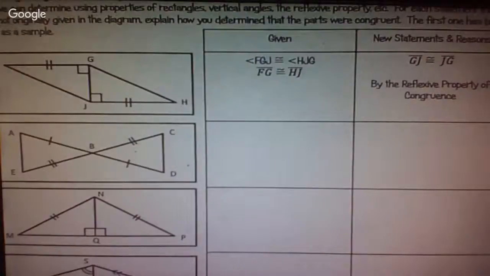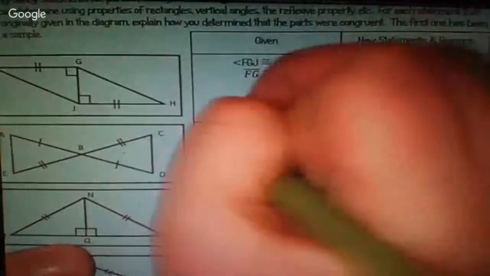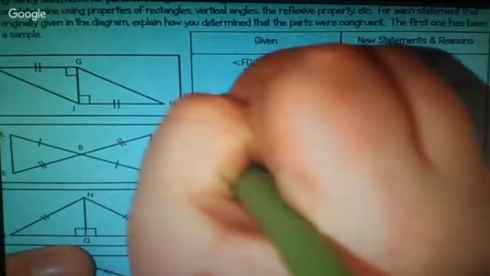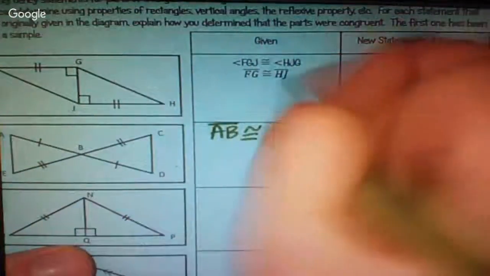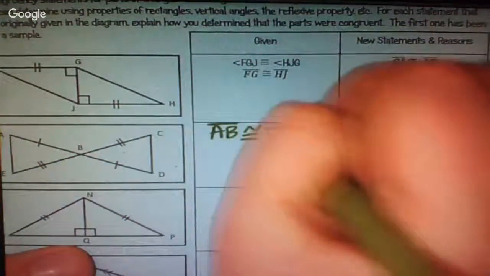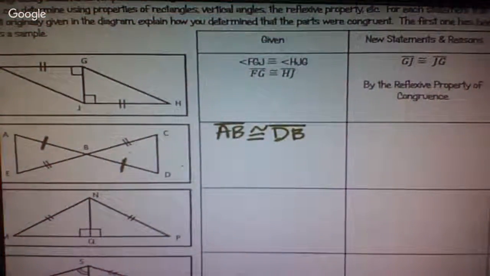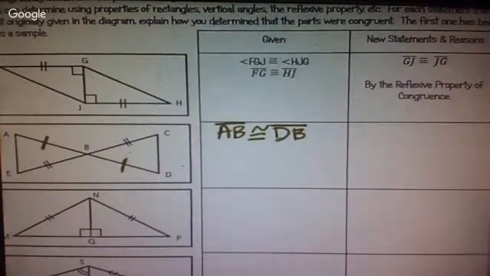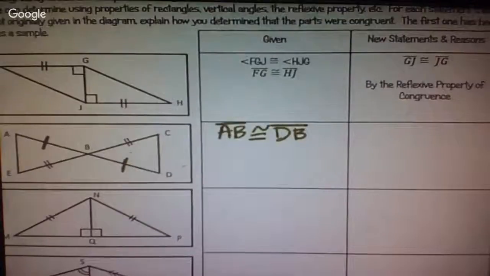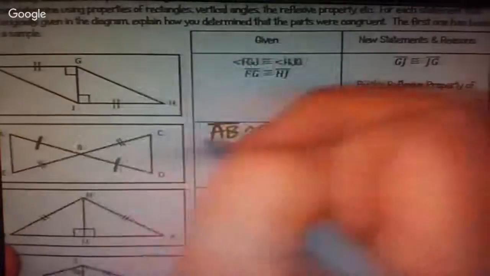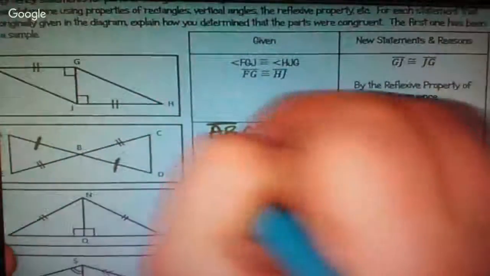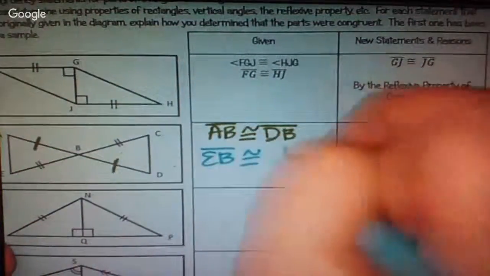So if you look at this picture, they give us that side AB is congruent to side DB. Okay, that's the first thing they mark. They mark this, AB and DB. This should be glued in on page 62. So that was a given. Your other given is EB is congruent to CB.